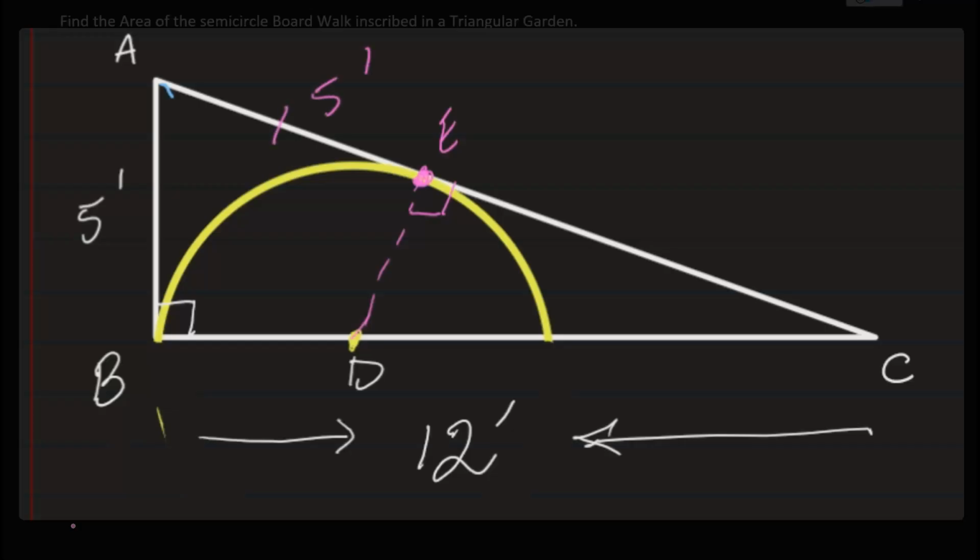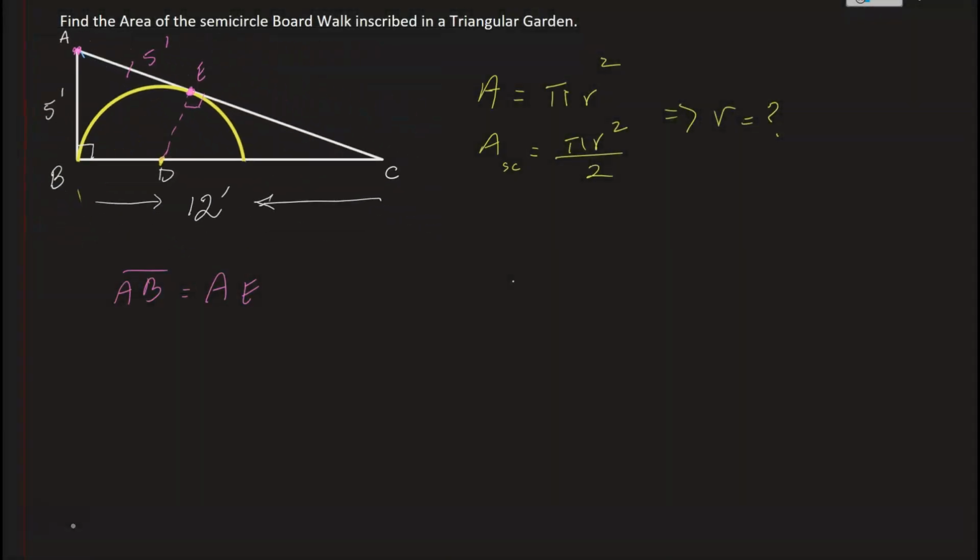Once we know that, we can also say that AE is also 5. We are using the theorem of tangents from an external point to a circle. So the length AB must equal the length AE, both 5 feet long. Now that we have this, let's look at how we're going to find the radius.